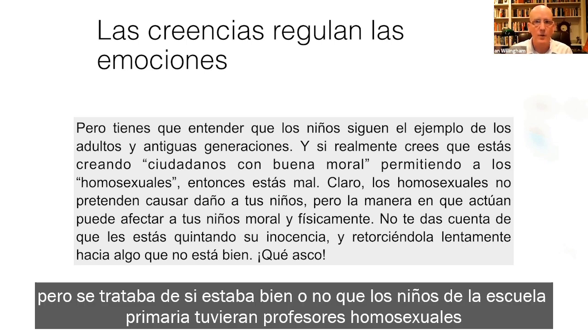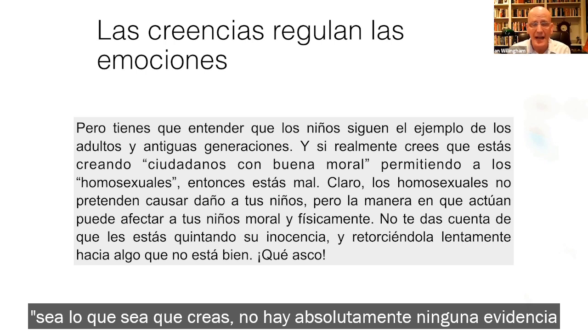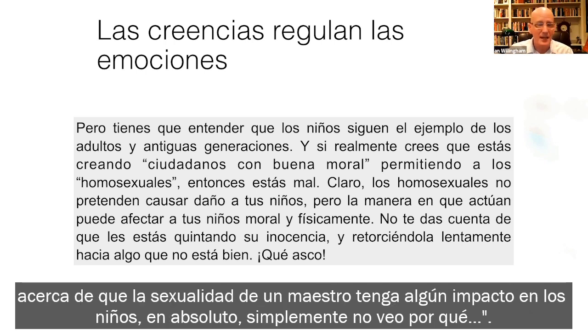But this was about whether or not it was okay for children in elementary school to have gay teachers. And so in talking with this person, I've been saying, whatever you believe, there's just absolutely no evidence that the sexuality of a teacher has any impact on kids at all. I don't see why this is it.